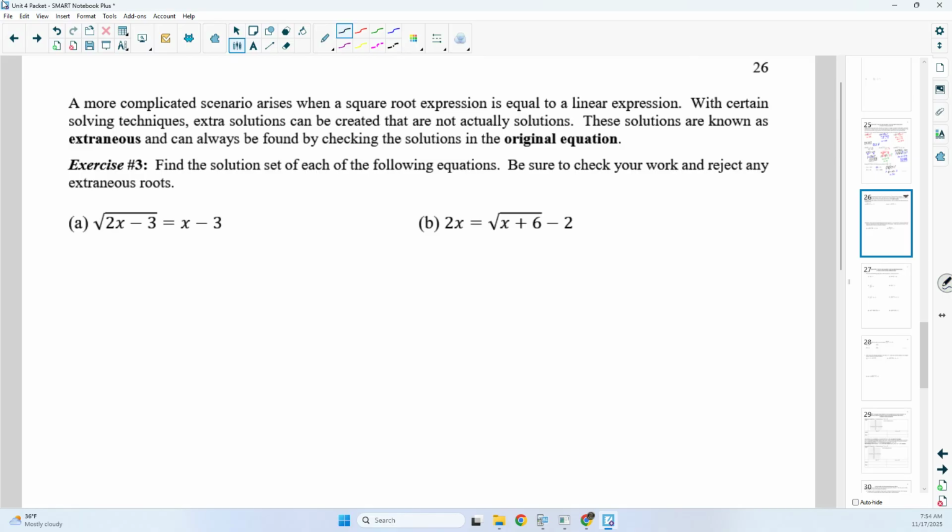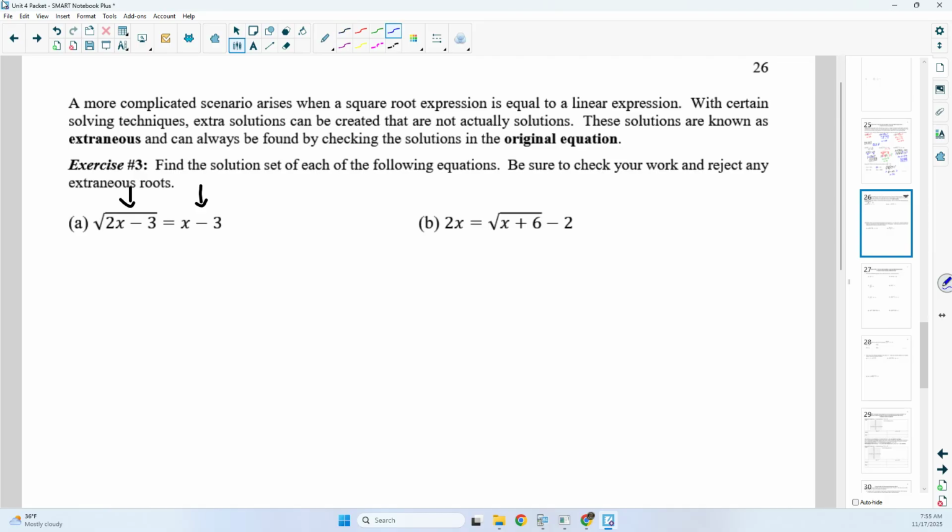So here we have a square root expression equal to a linear expression because we have an x on that side now. With certain solving techniques, extra solutions can be created that are not actually solutions. These solutions are known as extraneous and can always be found by checking the solutions in the original equation. So I think we're used to in algebra when we solve that what we get is the answer. We saw a little bit of this when we had to think about restricted values when we solved rational equations, but it's actually going to happen even more often and less predictably in these equations.